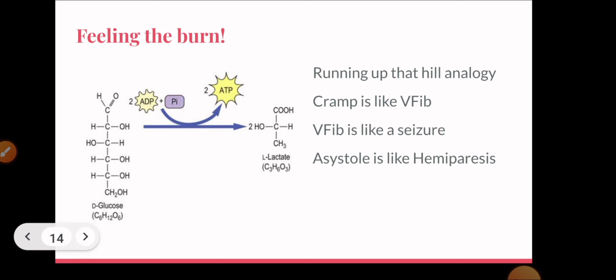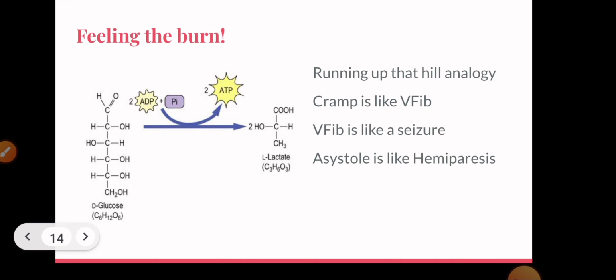So the running up the hill analogy is that you'll feel a cramp, you'll feel a burn, I should say, and if you keep running, that might result in a cramp. Now, I'm not saying the lactic acid directly causes the burning sensation. It's probably a lot to do with electrolytes, but back to the point I want to say, this is an electrolyte issue, not just a metabolic acid issue.